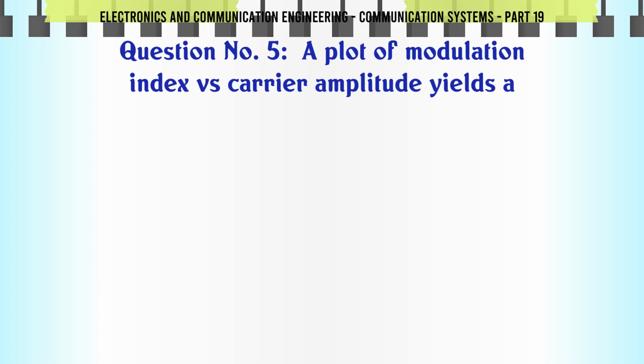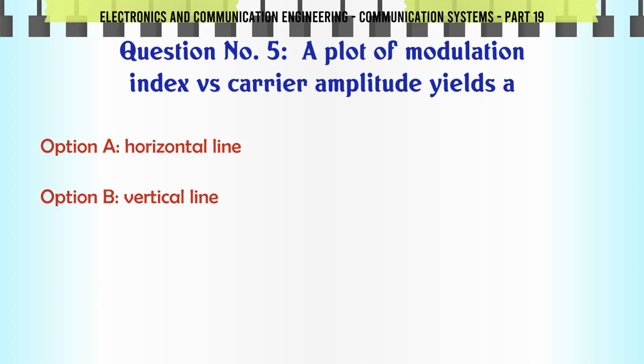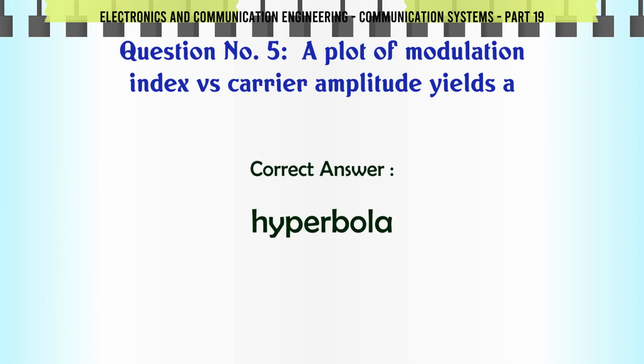A plot of modulation index versus carrier amplitude yields A. horizontal line, B. vertical line, C. parabola, D. hyperbola. The correct answer is hyperbola.